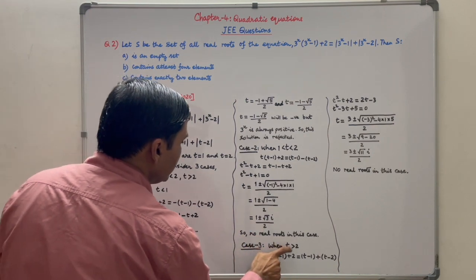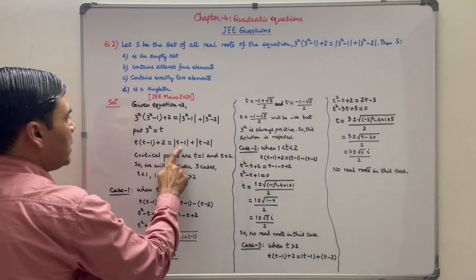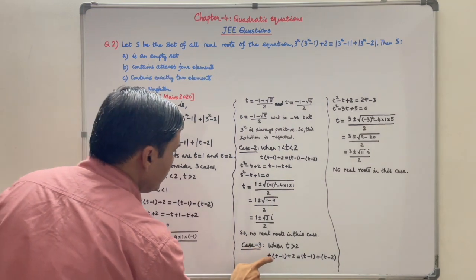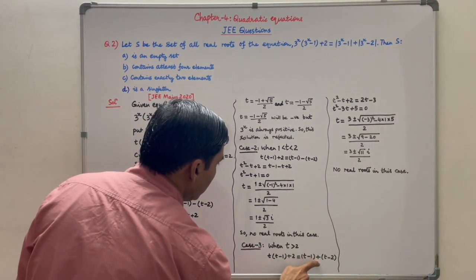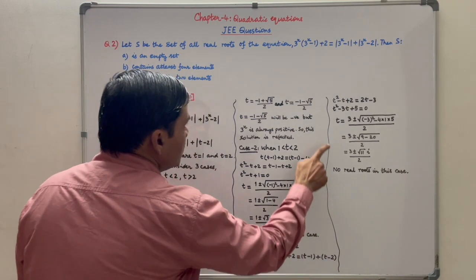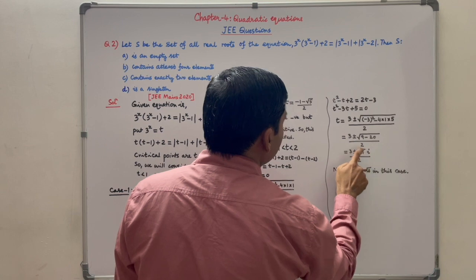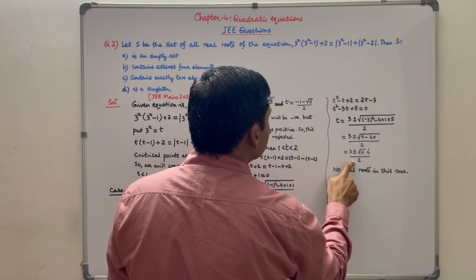Case 3: when t is greater than 2. When t is greater than 2, both |t - 1| and |t - 2| will be positive. So the equation will be t(t - 1) + 2 = (t - 1) + (t - 2). So t = (3 ± root 11 i)/2. So again, both the roots will be complex. So no real solution in this case as well.